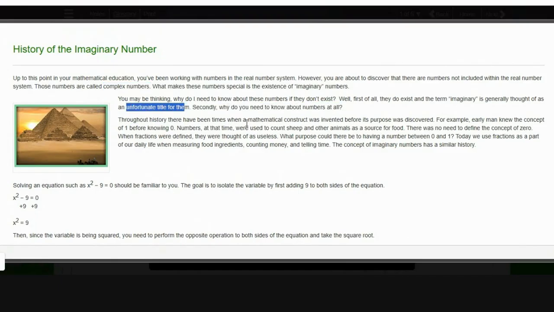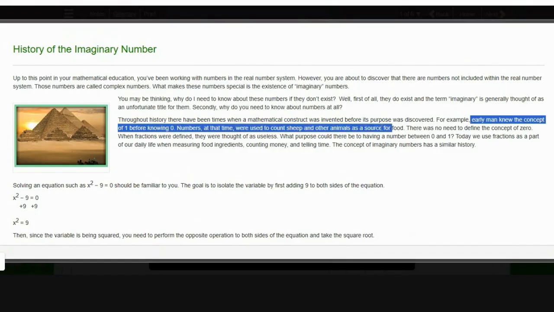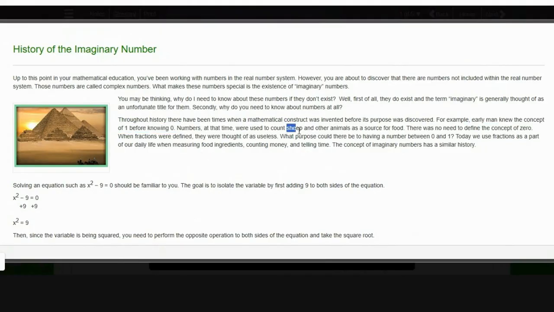So secondly, why do you need to know about numbers at all? Well, throughout history, there's been times when a mathematical construct was invented before they knew a purpose for it. Like early man knew the concept of 1, but did not know anything about 0. We discovered the natural numbers first, 1, 2, 3, 4, 5, but had no concept about the number 0. Because numbers at the time were used to count sheep or count other animals as a source of food, and there was no need to define the concept of 0. Well, there's nothing to count.